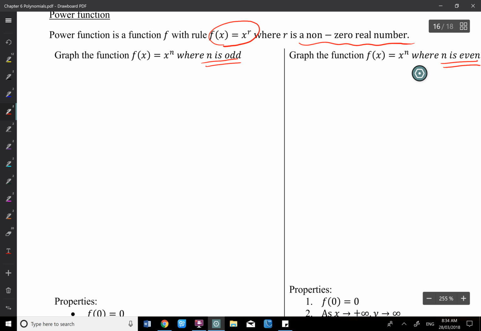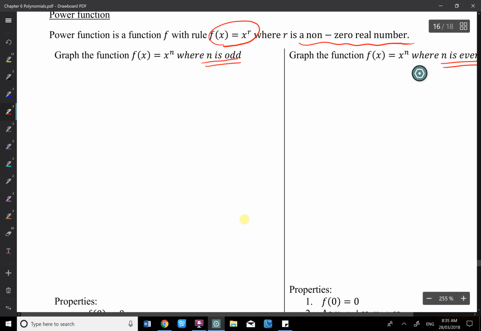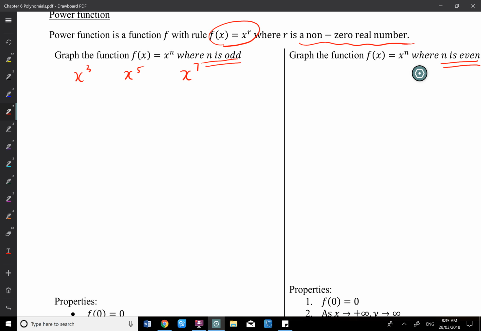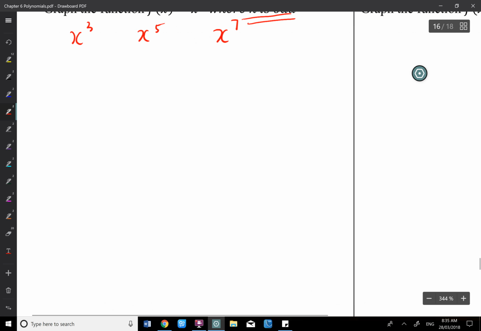So x to the power of n, where n is an odd number. We won't really investigate 1, because x to the power of 1 is linear, and it's not really something very exciting. So we start from x to the power of 3, x to the power of 5, and x to the power of 7. Let's think about what those graphs look like if we sketch them on the same set of axes. Let's just sketch that.